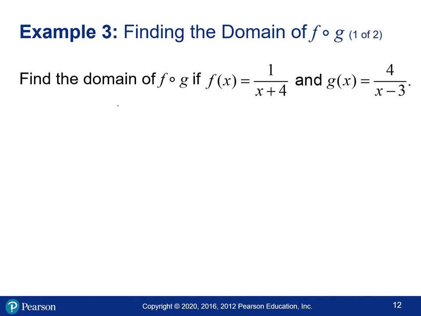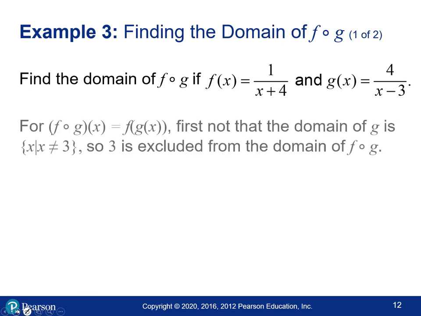Okay, so now let's find the domain of something a little bit more interesting. Those last two, not too interesting as far as the domain goes. So this time, F composed of G, and find that domain. Okay, so take a look at F. It's 1 over x plus 4. G is 4 over x minus 3.